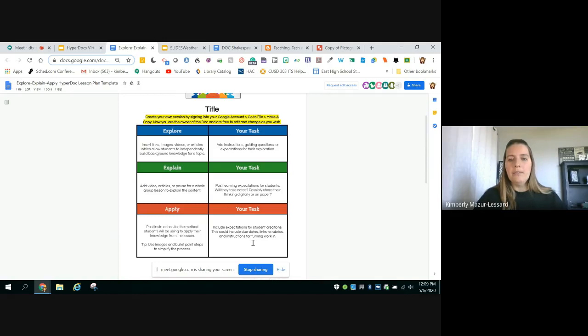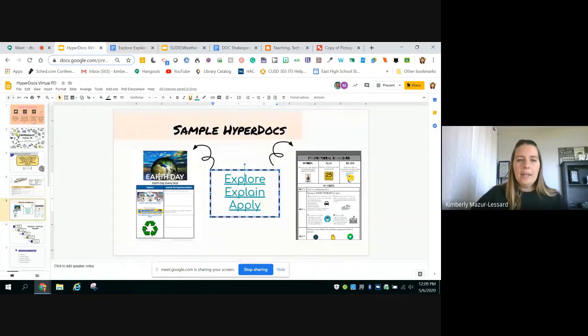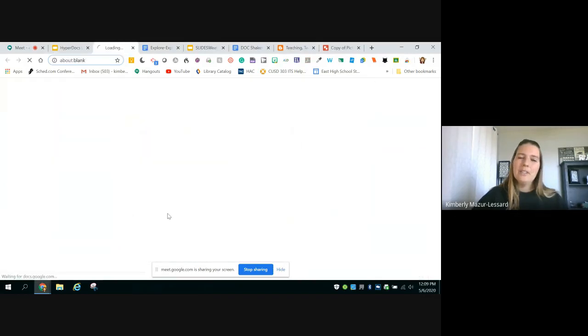And here's where you're asking for students to take their learning and apply it so that they can demonstrate their knowledge or perhaps even their mastery of that skill or that concept that you guys have been working through. And so as we go back to our sample HyperDocs, we have two here that we have put here for you to kind of explore.